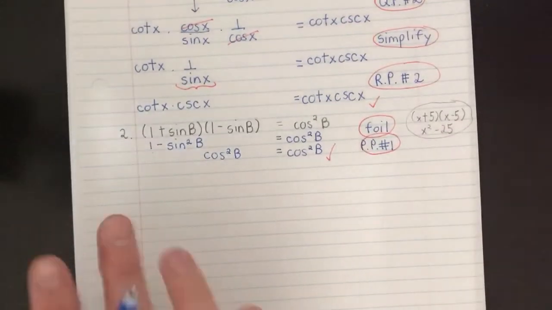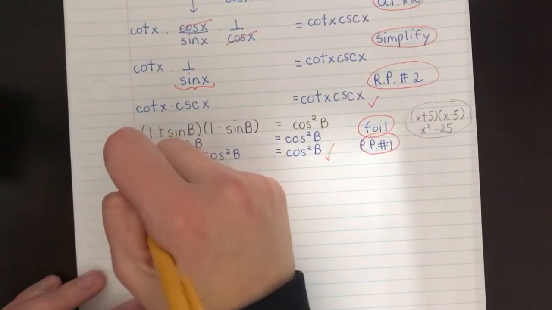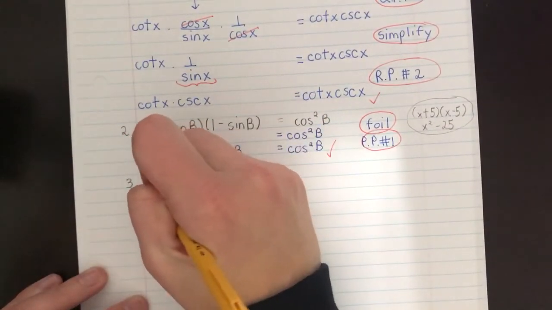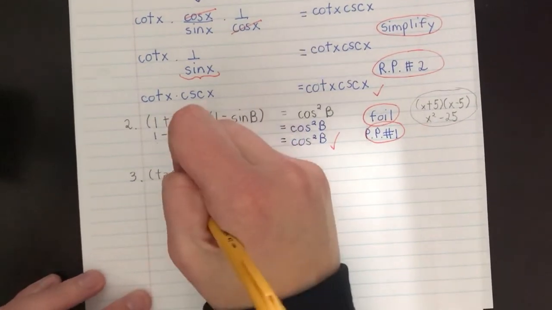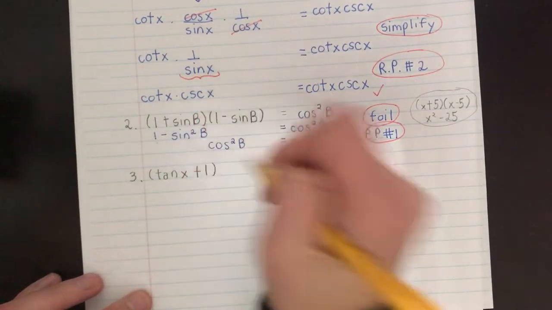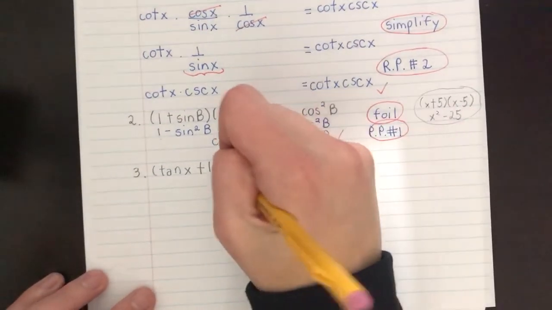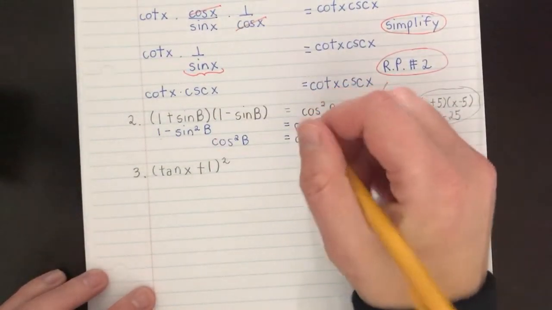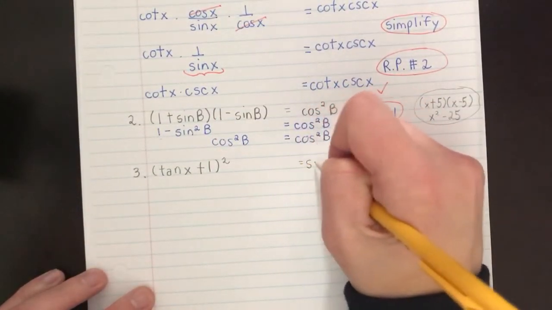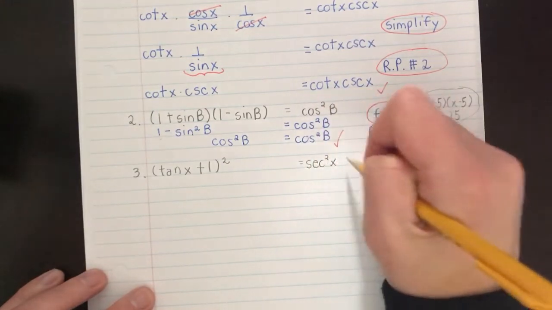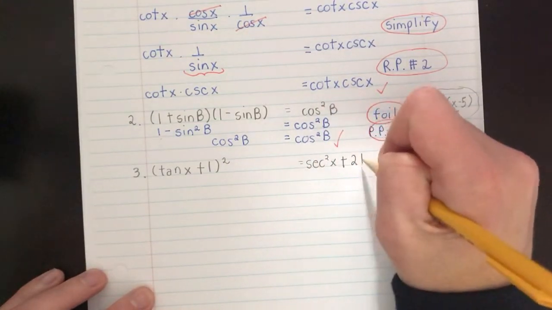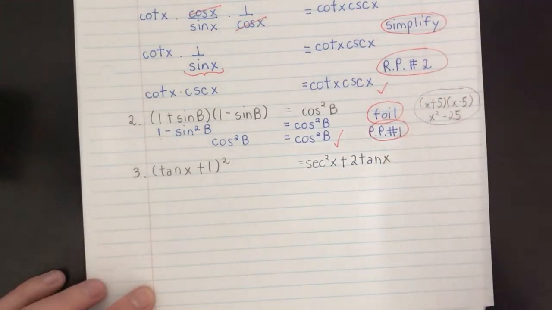Okay, so let's look at number 3. We have the quantity tangent of x plus 1, squared, which should equal secant squared of x plus 2 tan x.